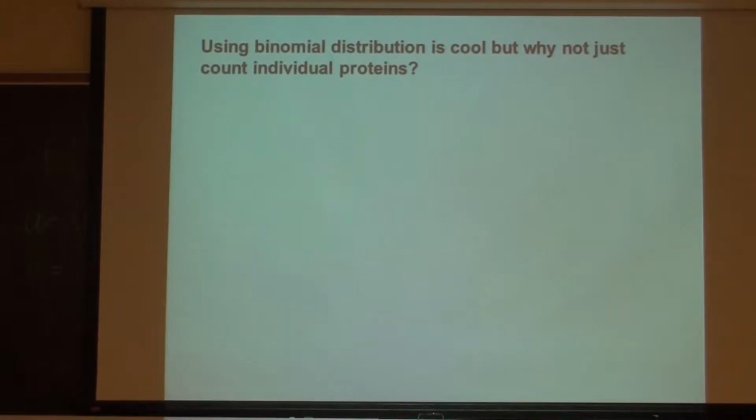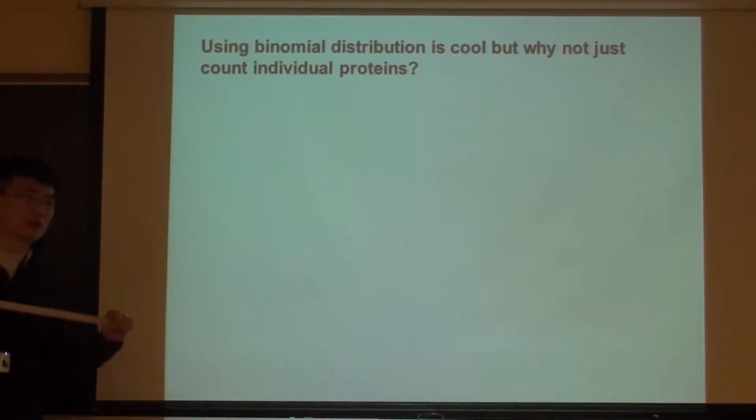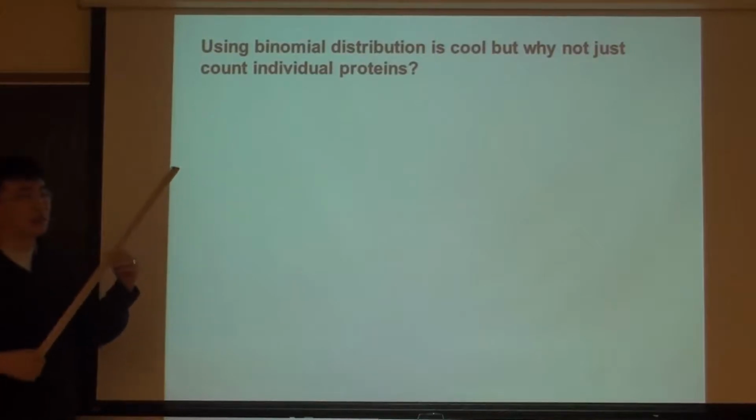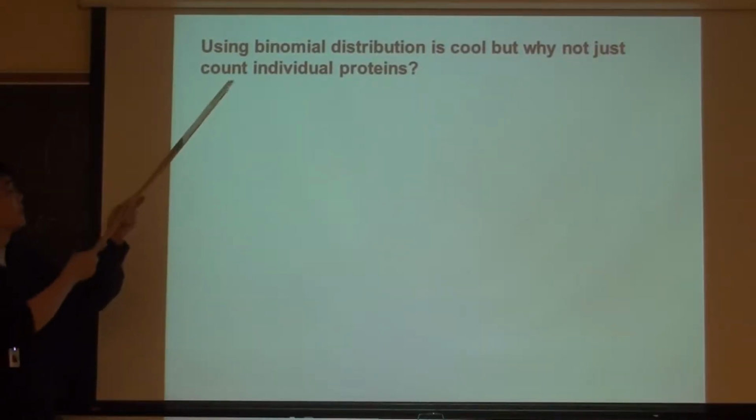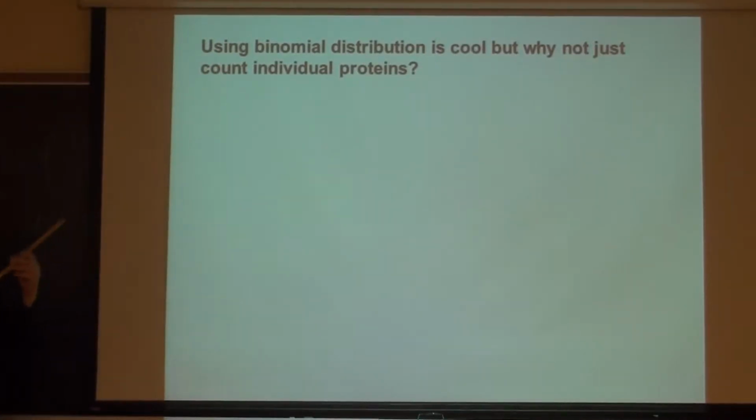So you might ask, because we discussed single molecule fluorescence measurements in this course, and I also told you that you can look at single protein molecules or complexes and measure photobleaching profiles of single complexes to deduce the stoichiometry, how many copies of proteins are there, and so on. So why not just count individual proteins instead of doing this binomial distribution analysis?